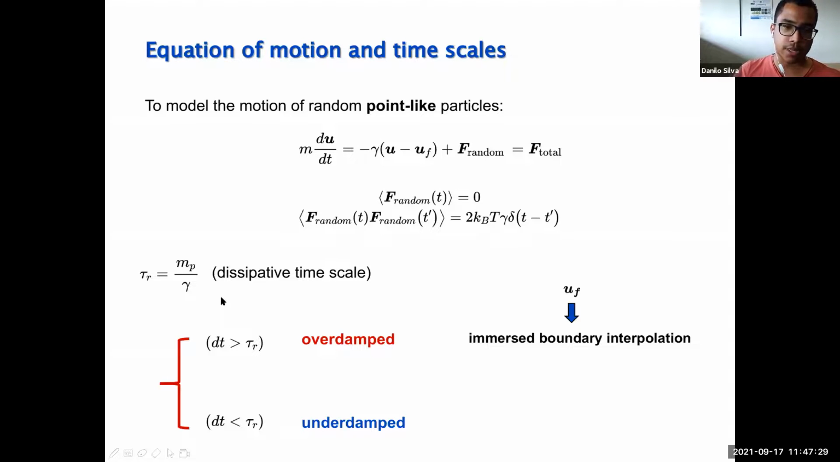for the particle itself to diffuse over its radius. And we need to take into account as well the time step, whether the time step is larger than this dissipative time scale, or if it's smaller than this dissipative time scale, in which case we want to resolve fully the hydrodynamics. We need to go for the underdamped equation, where we fully resolve the hydrodynamics at long scales.